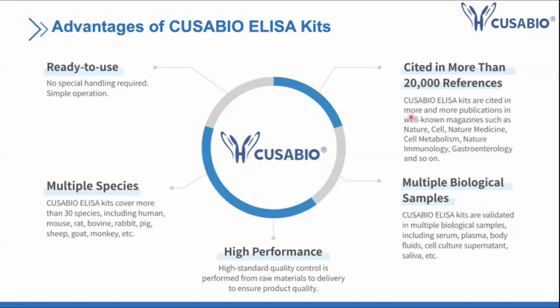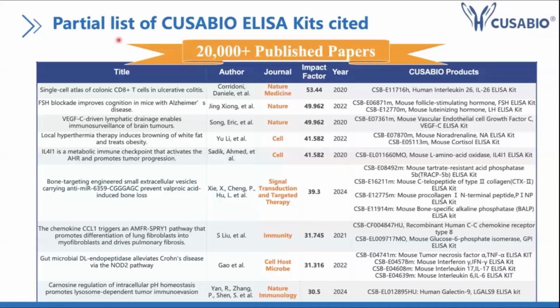Our kits are also validated in multiple biological samples, including serum, plasma, body fluid, and cell culture supernatant. In addition, we are very glad and proud to say that our kits have been cited in a lot of publications, more than 20,000 references. As evidence, we have a partial list of the CUSABIO ELISA kits cited here. For the papers that I listed here, you may find familiar names: Nature, Cell, Signaling, and Immunity. And here is the list of CUSABIO products that have been cited in papers and helped these authors get very amazing results and facilitate the development of their research.